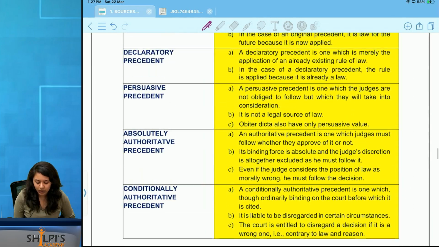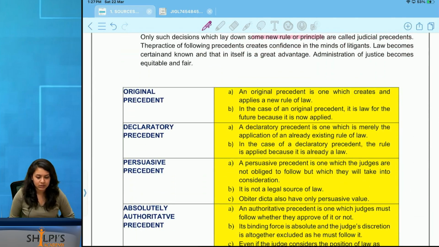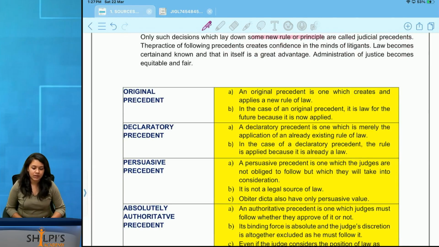So, what are the different types of precedents that we can see? The very first one is known as your original precedent. An original precedent is one which creates a new point in law or a new interpretation of the law.